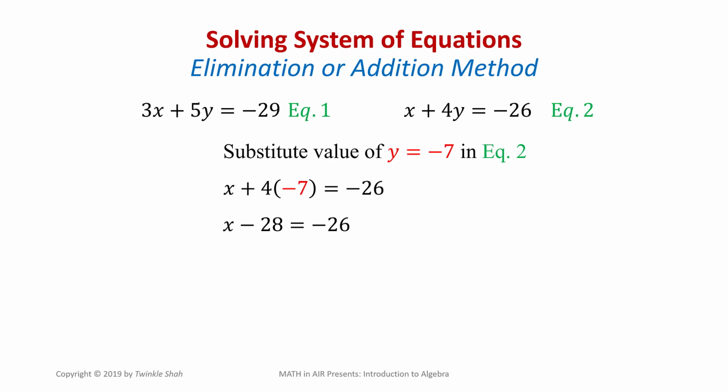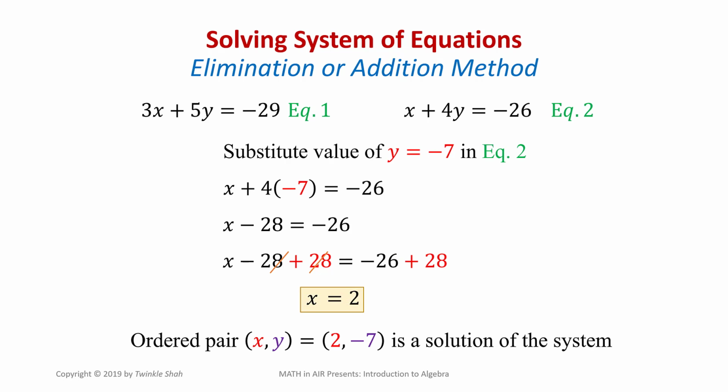This is simplified as x minus 28 is equal to negative 26. To find the variable x, we need to get rid of negative 28 on the left hand side of this equation. Therefore we will add positive 28 on both sides of this equation. Hence we get x minus 28 plus 28 is equal to negative 26 plus 28. Here we can cancel out negative 28 and positive 28. Therefore we have x is equal to 2. Here the ordered pair (x, y) equal to (2, negative 7) is a solution of the system.